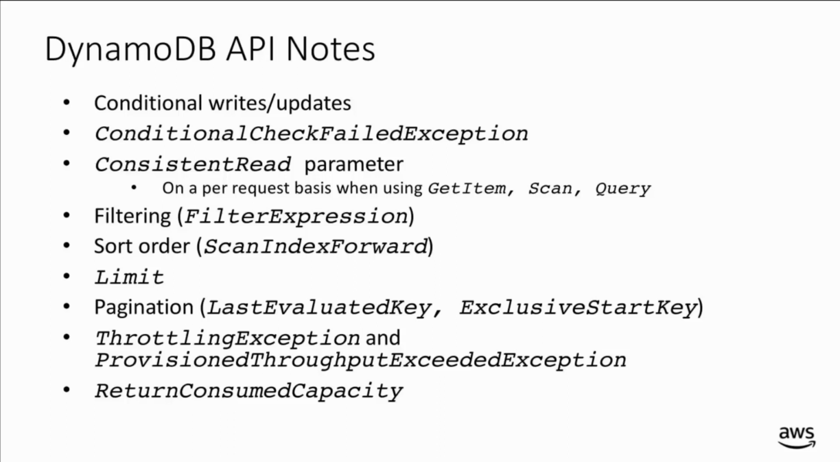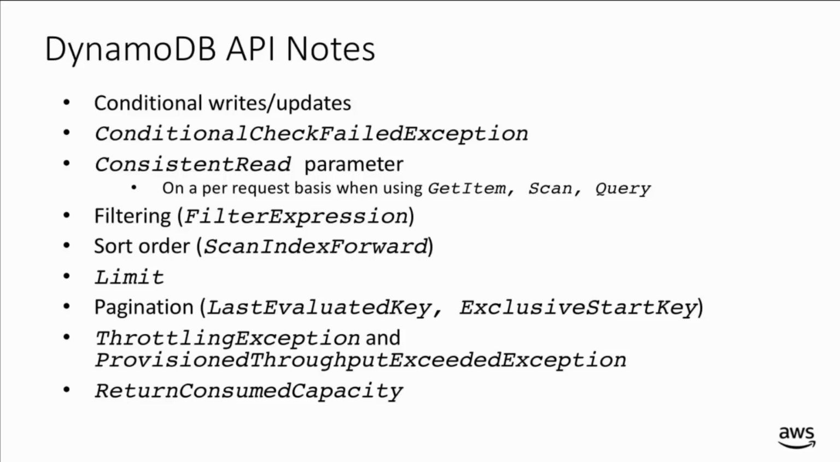Limit has the same purpose as in Cassandra. You can limit the size of the result set returned. There is a support for pagination as well, which is based on the parameters called last evaluated key and exclusive start key. And then a couple of exceptions that are probably at the top of the list of the exceptions to know about: throttling exception and provision throughput exceeded exception.